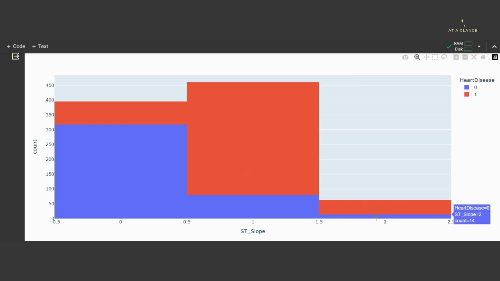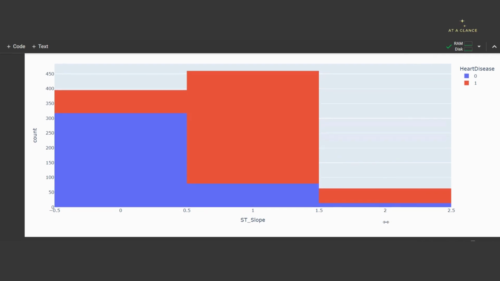And if we move on to the next bar, there are patients who are having their ST slope value as upsloping. So by looking at this particular proportion, we can clearly say that if the patient is having upsloping as their ST slope value, then there are very high chances that the patient will be having heart disease. So this is the conclusion that we can make by looking at this graph. So in summary, we can say that patients with the ST slope value as flat slope and up slope are going to have high chances of getting heart disease. So let's move on to the next.